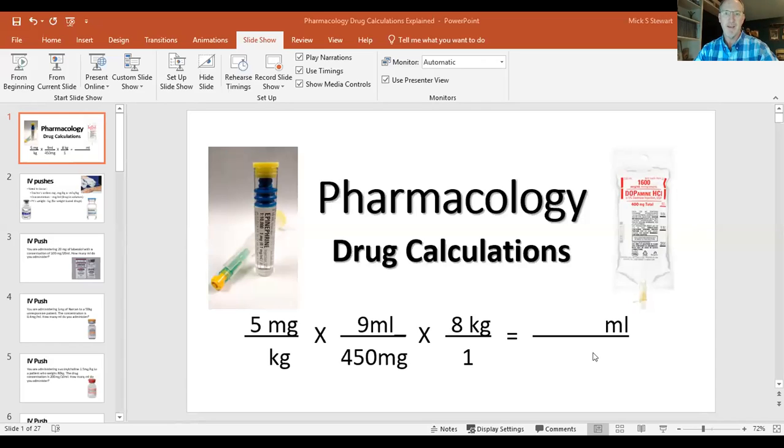Quite a few of you have asked about some help with drug calculations, some reviews. So I'm going to give you a couple of presentations. The first one we're going to start off with is for IV pushes. Then I will do a second presentation on how to do IV infusions.